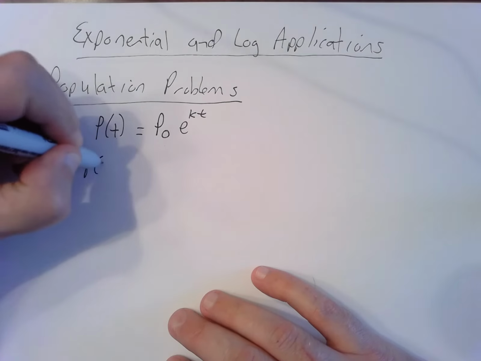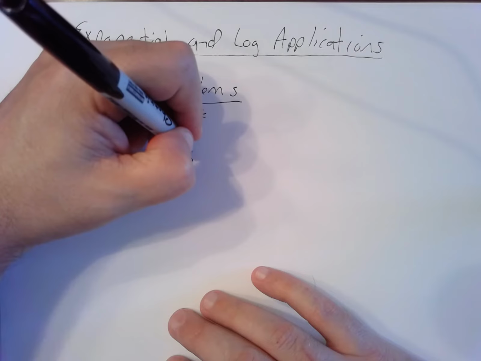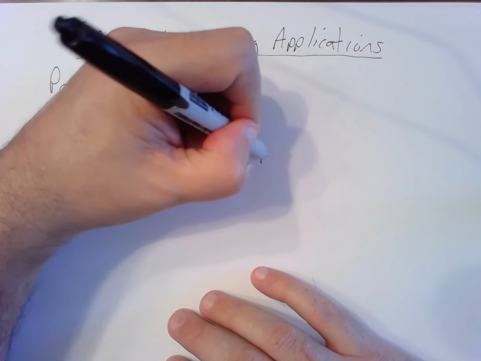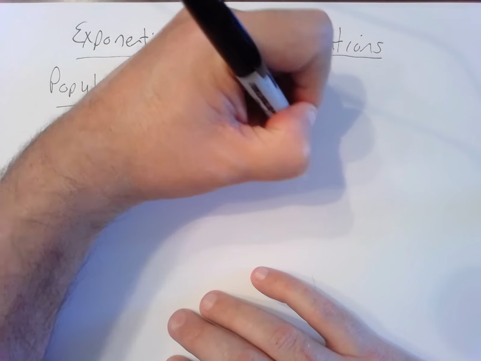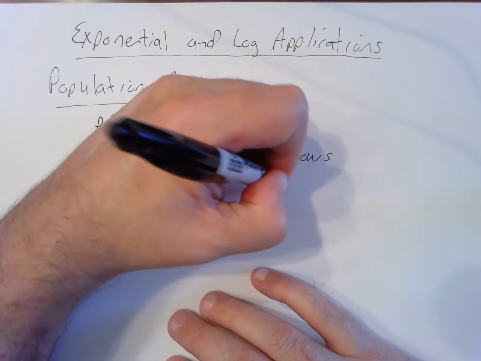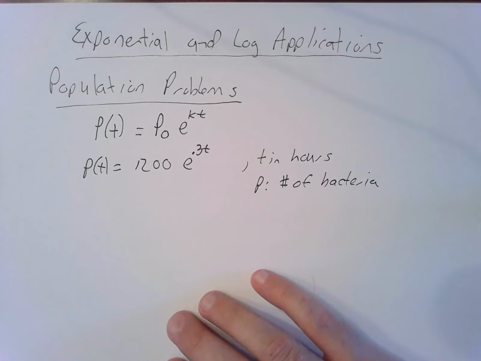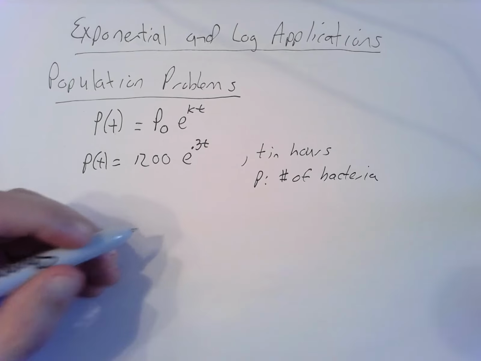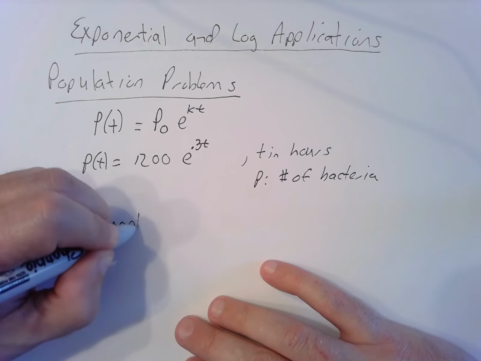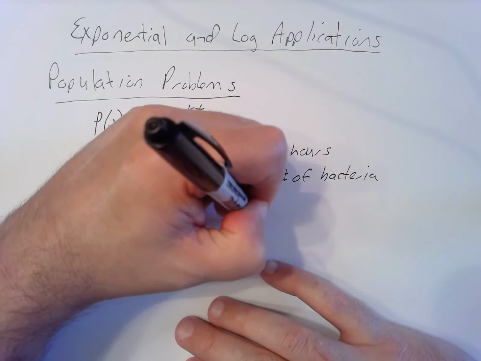So say, for example, we start with 1,200 bacteria, and they grow at some rate like this, where t is in, say, hours, and P is number of bacteria. Okay, some population. We're counting how many we have. So I might ask a question like, well, how many bacteria are there after 5 hours?